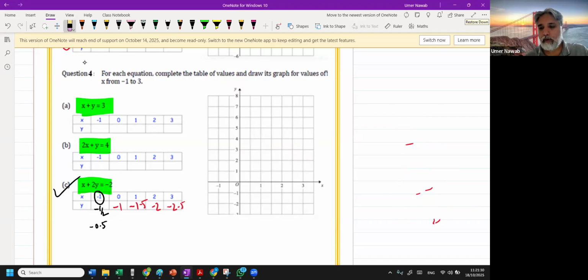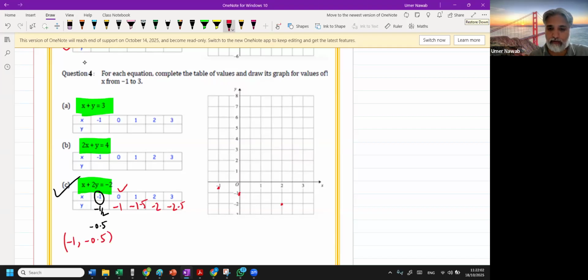Now we can easily plot these points on the grid. What was the first point? Negative 1, negative 0.5. How can I do that? This is negative 1, negative 0.5. It is in between 0 and negative 1. Then we have 0, negative 1. This is 0, negative 1. I have to draw that. Then 2, negative 2. This is the line.